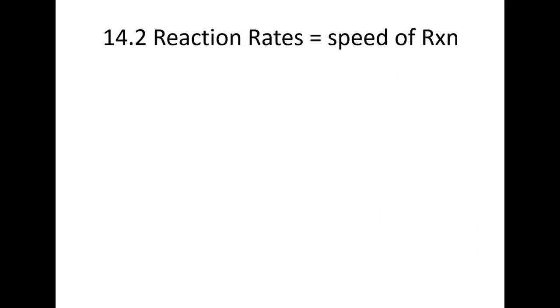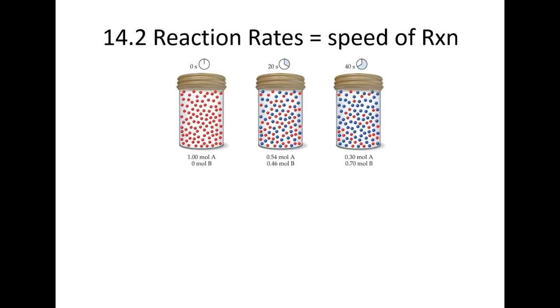For the new material today, section 14.2, we're going to talk about how to determine reaction rates, in other words, the speed of the reaction. And I'd like you to consider this series of images. In the first container, at time 0, we see there are all red molecules or atoms. After 20 seconds have passed, some of the red ones have been converted into blue, and after 40 seconds, we see the concentration of blue has gone up even more, and the amount of red materials or atoms has decreased.